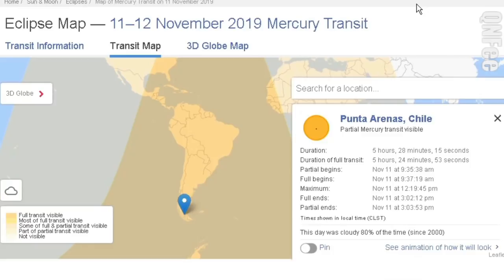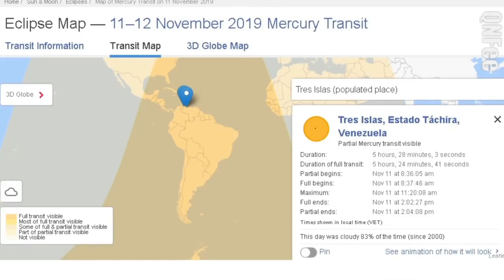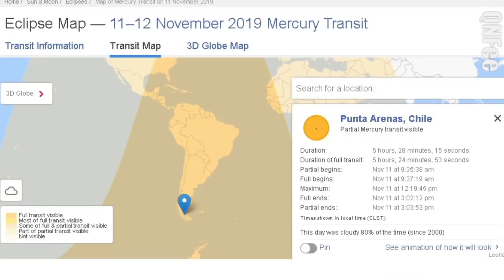November 11, 12. Let's see, I have here two places on the same longitude: Punta Arenas, Chile, and Tres Islas in Venezuela. Let's see when the maximum transit starts, when Mercury hits the center.